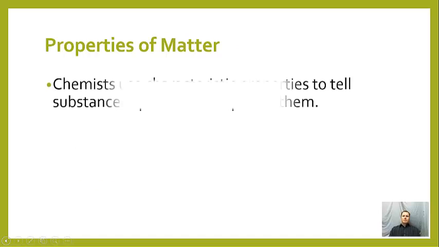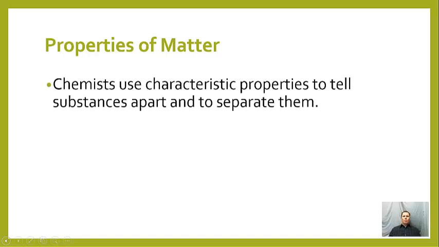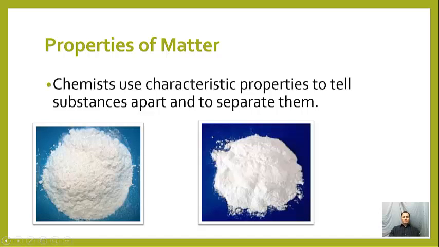Okay, what we're going to talk about now is the properties of matter. Why are these important? Well, chemists use the characteristic properties of substances to tell them apart. Take, for example, these two powders. Are they the same? They both look white, both on blue backgrounds, but just by looking, we can't really tell if they're the same powder or different powders.